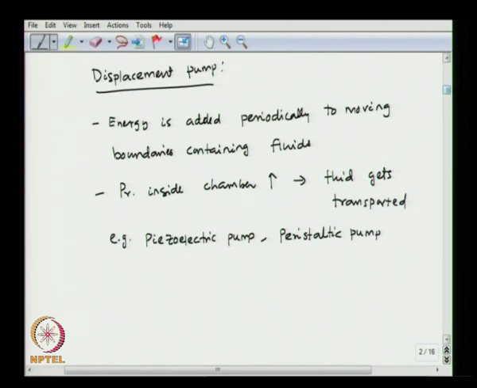Now in case of dynamic pumps, in dynamic pumps the energy is added continuously. In displacement pump the energy is added periodically. In dynamic pump the energy is added continuously, thus increasing the pressure inside the chamber. Okay. So energy is added continuously to increase the velocity of the fluid present inside the chamber, and as the velocity increases the pressure also increases.